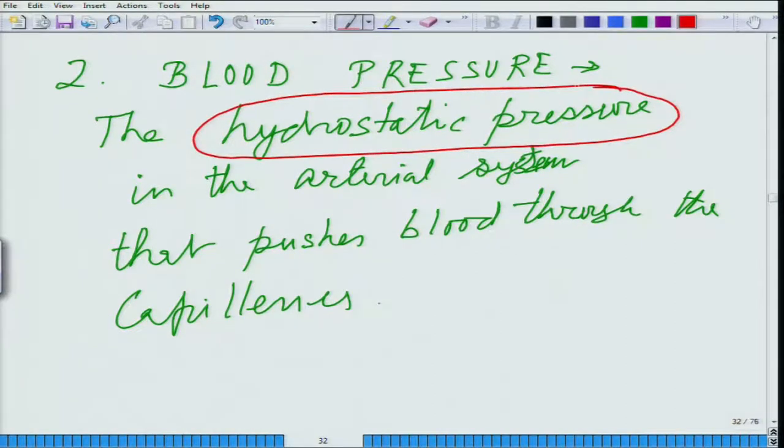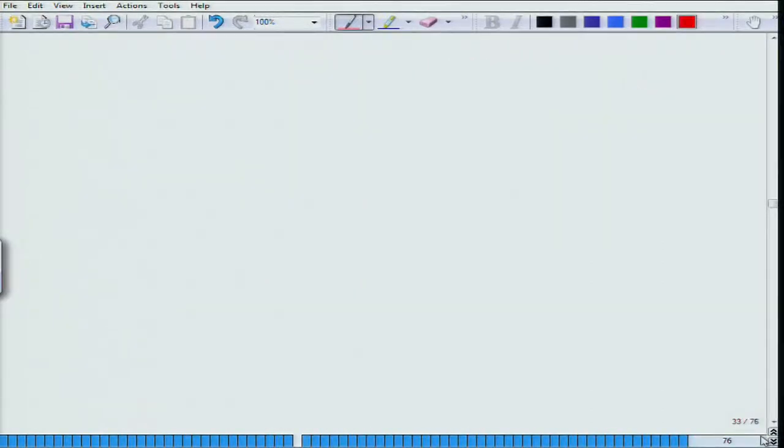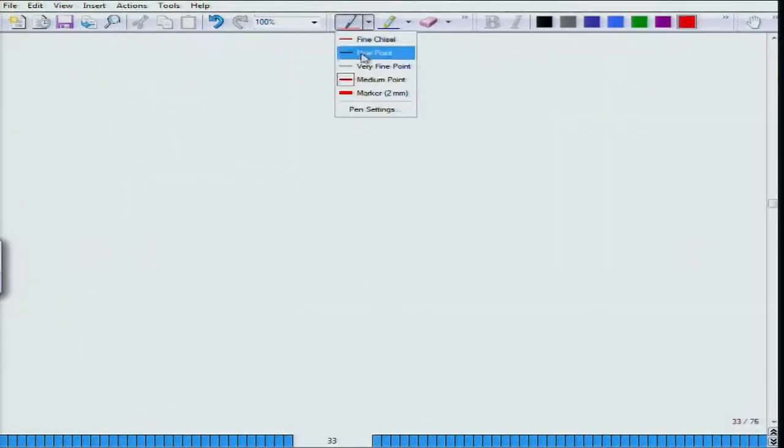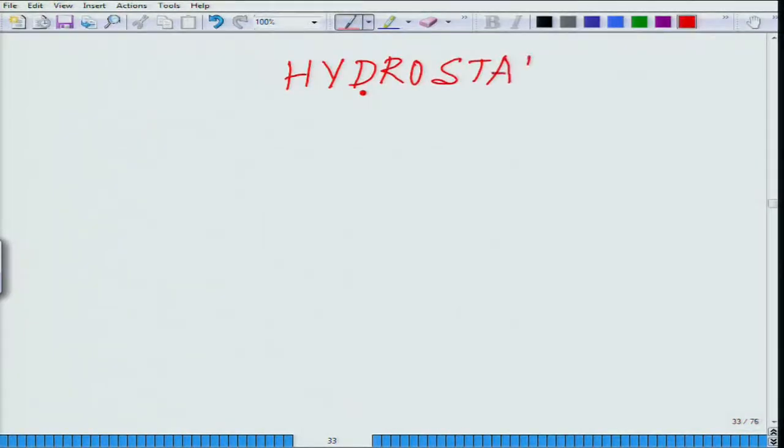So, let us understand what is hydrostatic pressure, using certain very simple diagrams that will help you understand it. One second, okay. We have talked about the osmotic pressure in the membrane physiology. So, here we will talk about how we actually measure the osmotic pressure.